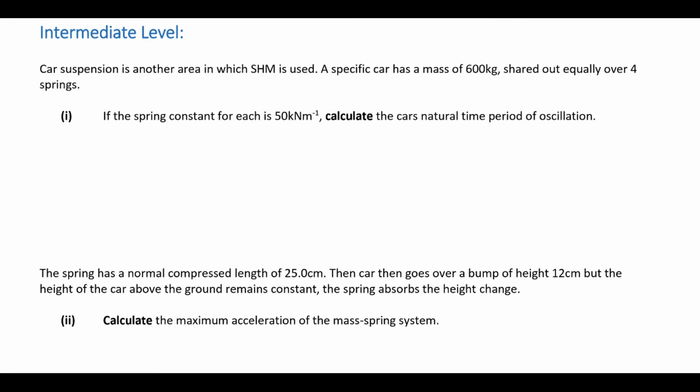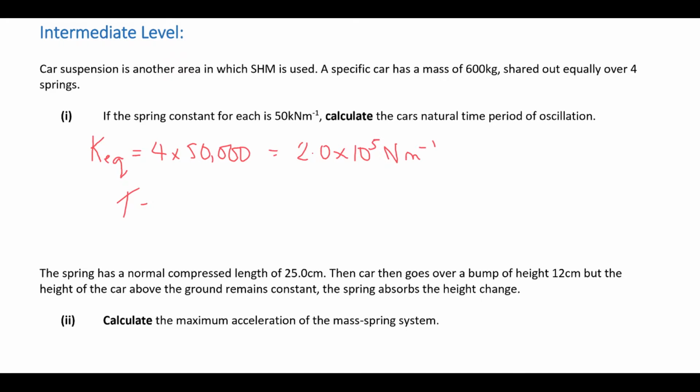All right, so now we're going to look at how we could apply SHM to a car suspension. So a car suspension is made up of 4 springs, so one on each wheel, all acting in parallel. We've got a mass, and we want to know what the natural time period would be. So first of all, let's calculate the equivalent spring constant of 4 springs in parallel. So it's going to be 4 times 50,000 because it's 50 kilonewtons. So that's going to be 2 times 10 to the 5 newtons per meter.